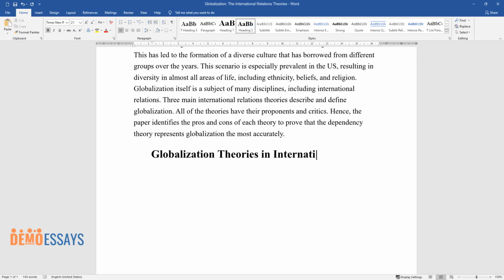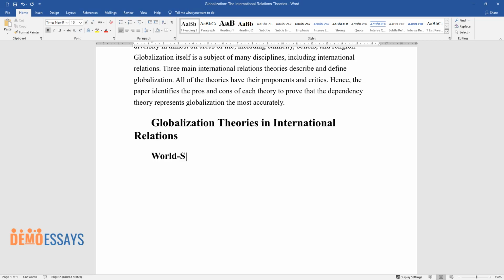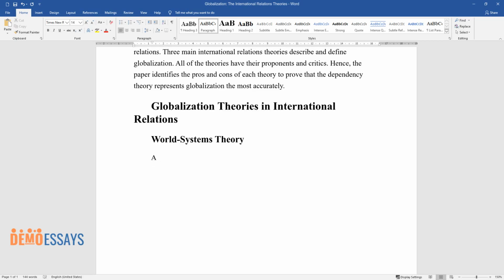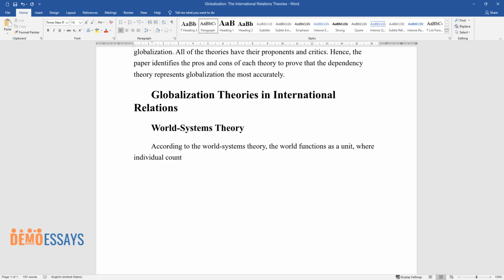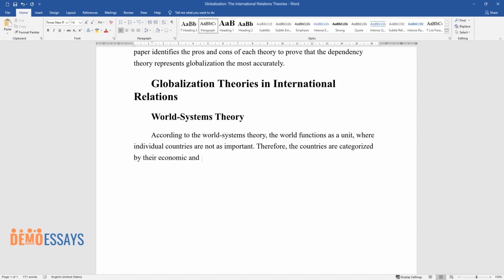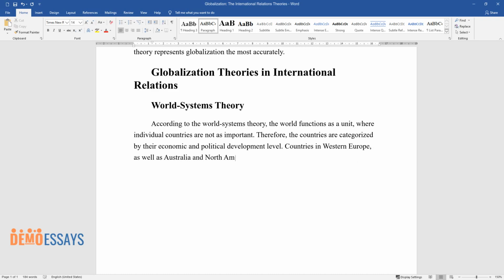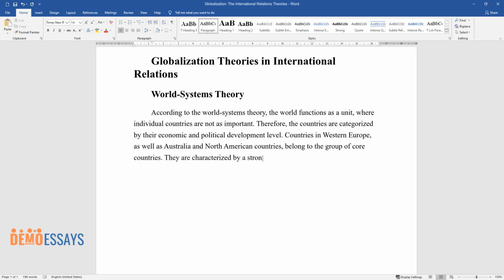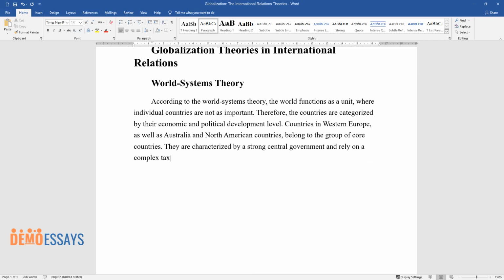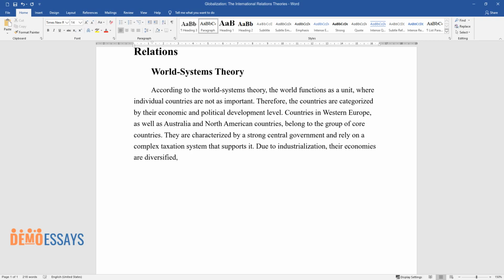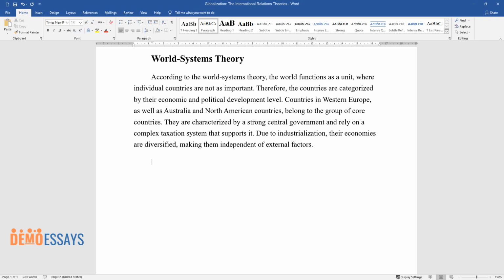Globalization theories and international relations. World systems theory. According to the world systems theory, the world functions as a unit, where individual countries are not as important. Therefore, the countries are categorized by their economic and political development level. Countries in Western Europe, as well as Australia and North American countries, belong to the group of core countries. They are characterized by a strong central government and rely on a complex taxation system that supports it. Due to industrialization, their economies are diversified, making them independent of external factors.